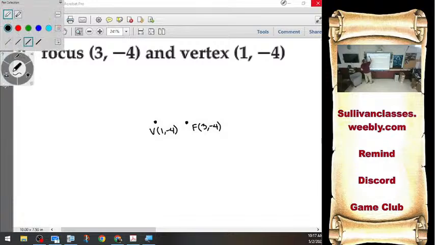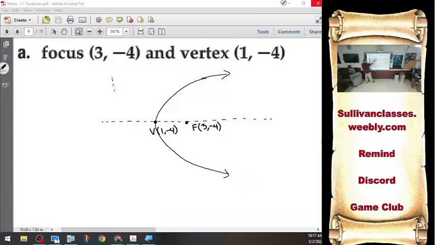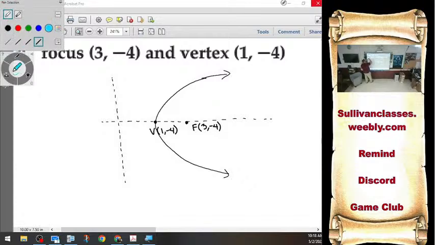So, I'm going to draw a generic parabola headed to the right. It doesn't have to be a work of art, it's just got to go that direction. I'm going to draw my axis of symmetry through those vertex and focus. I'm going to draw my directrix back behind it. And then we'll start writing in information.